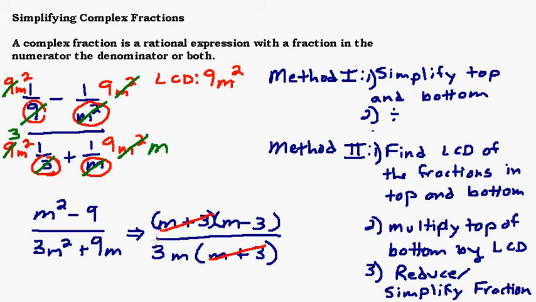You can't cancel this 3 on the bottom with this 3 on the top because this 3 on the top belongs with this m as part of its factor. You can only cancel factors. The m minus 3 is a factor, so it can only be canceled with another m minus 3. Now this 3 on the bottom is itself a factor, and this m on the bottom is itself a factor. So if there was a 3 or an m on top that was just by itself, not added or subtracted with something, you could certainly cancel it, but in this case, this is going to be our final answer.